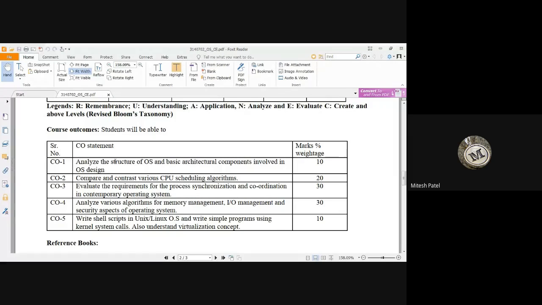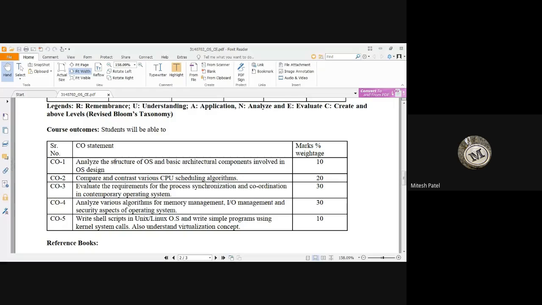CO number 3, process synchronization and coordination in contemporary operating systems. It means whenever we have multiple processes, at that time we need to sync. For example, here there are 71 students, multiple processes. I have to keep all of you in sync to explain, and take your attendance in sync, so how do I communicate with you? That is IPC. Then input output management, memory management and security of operating system, that is CO number 4.